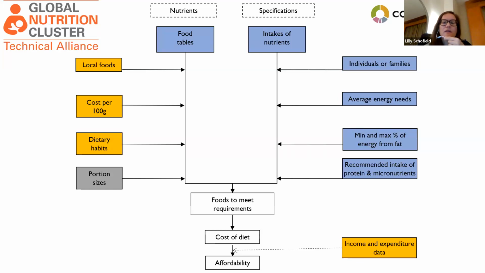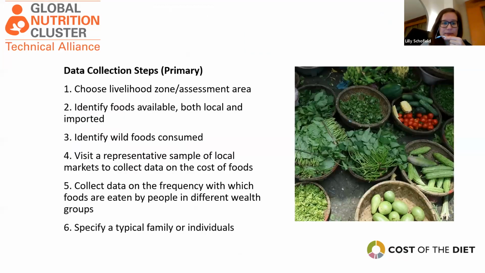And that's also where a lot of the modeling that we do with cost of the diet comes in, because we're able to change a lot of these parameters and see what the impact of those changes have on cost, on composition of the diet, and on affordability. Next slide, please.